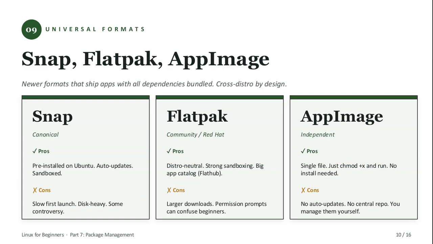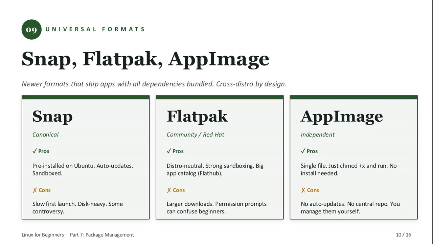There's also a newer wave of package formats trying to solve an old problem, getting one app to run cleanly on every distro. Snap, from Canonical, comes pre-installed on Ubuntu and updates itself in the background, though it's been known to feel sluggish on first launch. Flatpak takes a more community-driven approach with strong sandboxing and a huge catalog over at FlatHub, at the cost of bigger downloads and the occasional permission prompt.